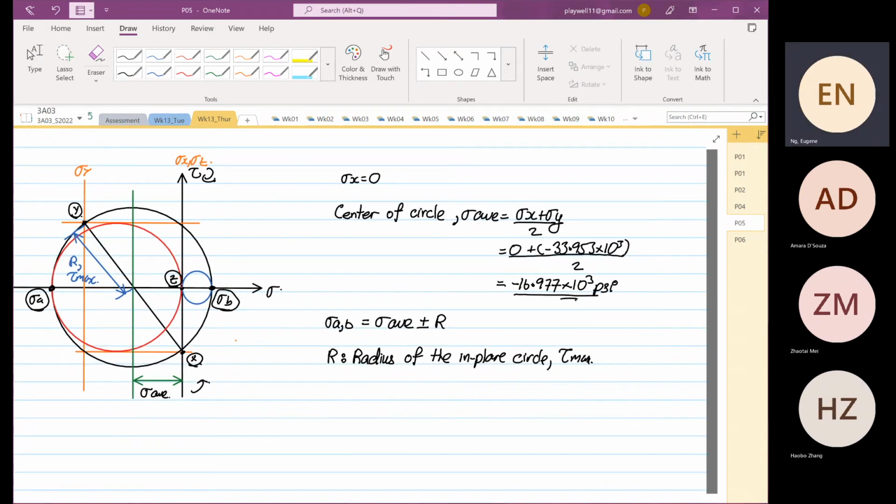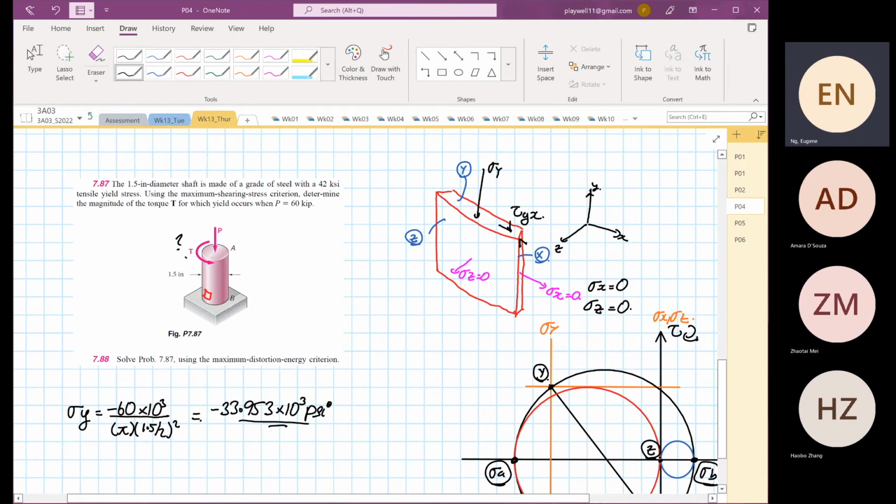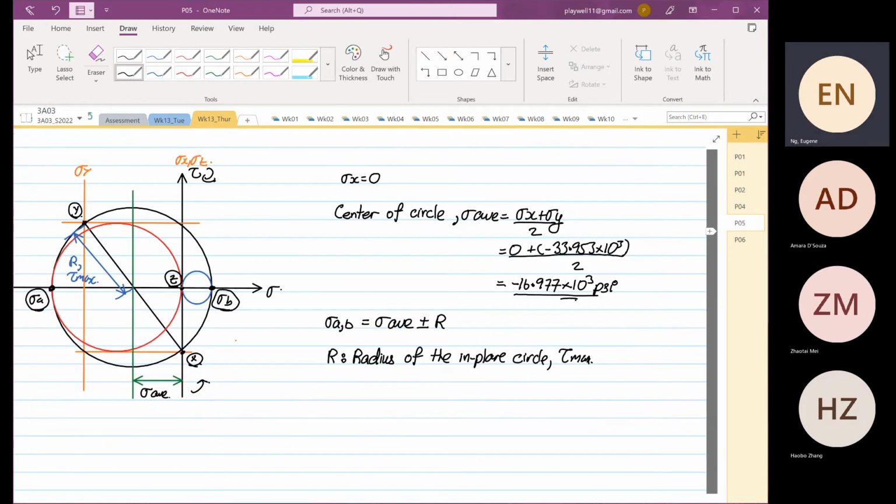So the only way to do this is we have to apply the von Mises criteria. Why we have to apply von Mises criteria is because we know the yield strength. The top value is dependent on the yield strength of 42 KSI. So that's the only way you can do this. There's no other way. You have to satisfy von Mises. So von Mises criteria.